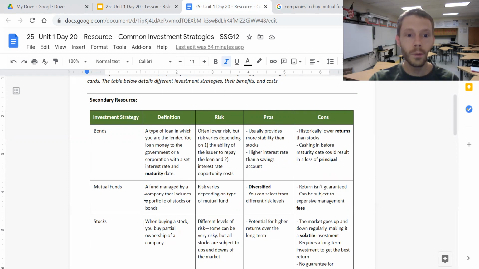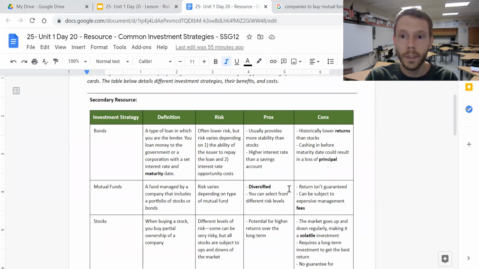So when we consider mutual funds, we'll want to read through its definition, the risk, which in this case can vary depending on the kind of mutual fund. There are some mutual funds that invest in what we call index funds, or they invest in basically everything. So, for example, one of the largest index funds in our country is an S&P 500 index fund, which invests in the 500 companies that make up the S&P index.